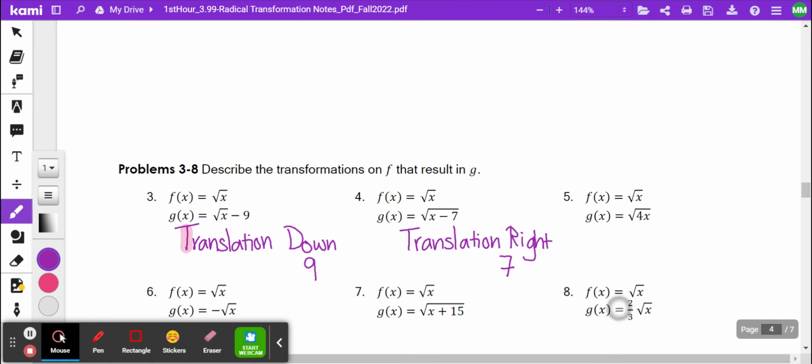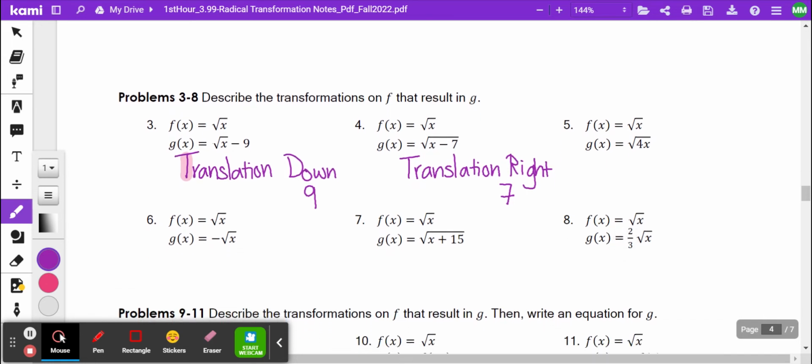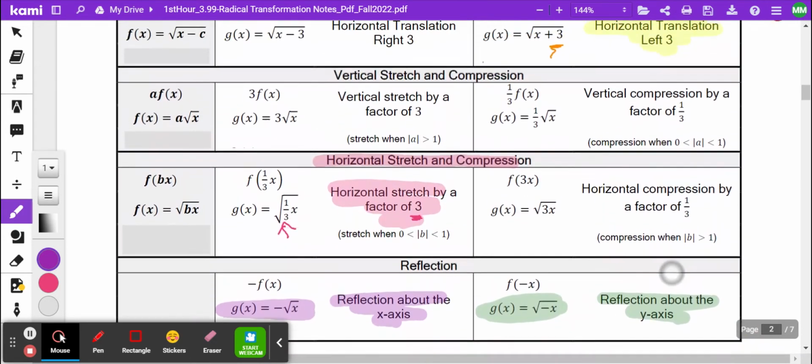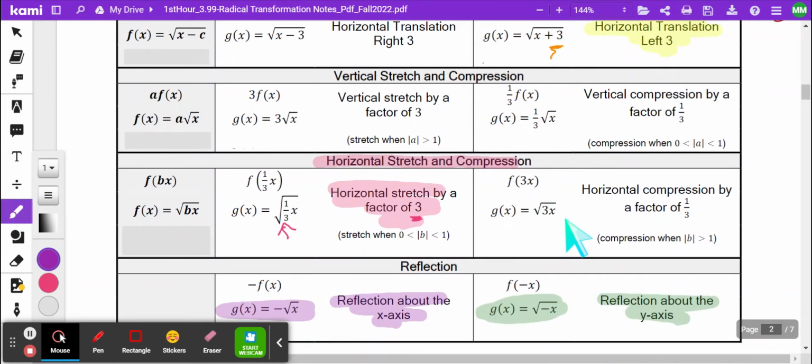I'm going to do just a few more. Let's go ahead and do number 5 and number 8 as well. So if you have a 4 on the inside of the square root, so the x is being multiplied inside the square root, that is just like this one.